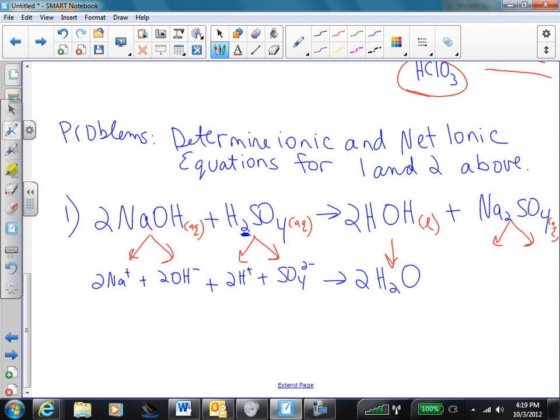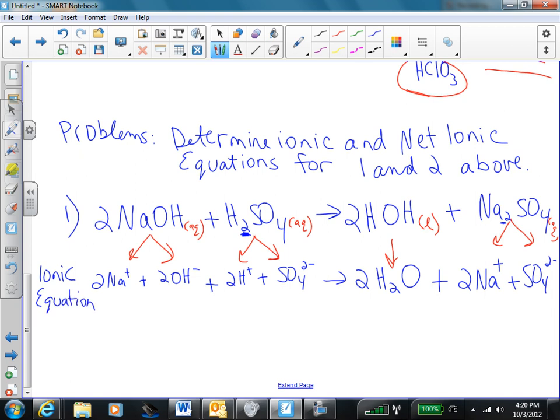The 2 HOHs, they stay together. The Na2SO4, this 2 on the Na2SO4 becomes a coefficient. And this splits apart, so I have to include the charge. SO4 2-. Right, that is my ionic equation. And from here, I have to figure out what my net ionic equation is.